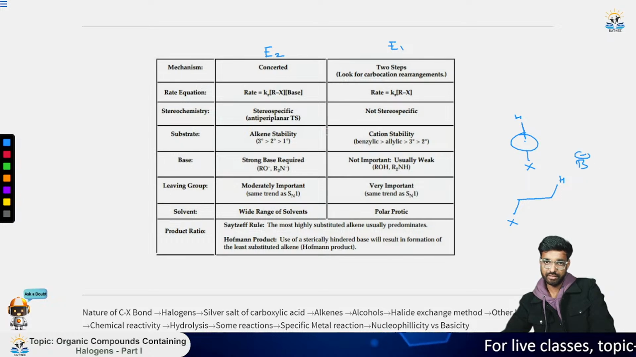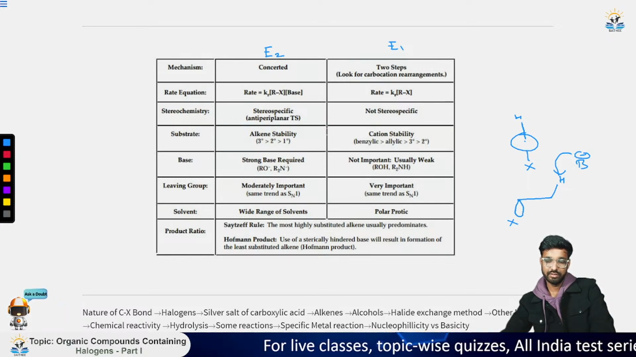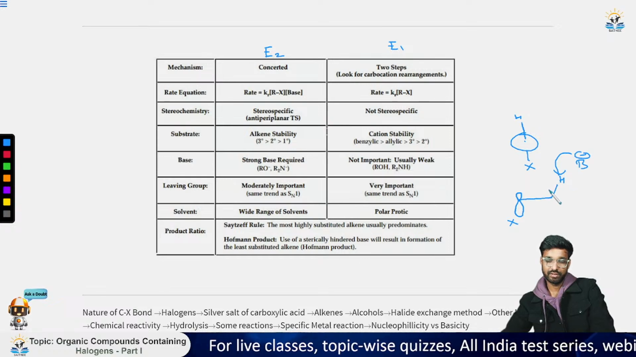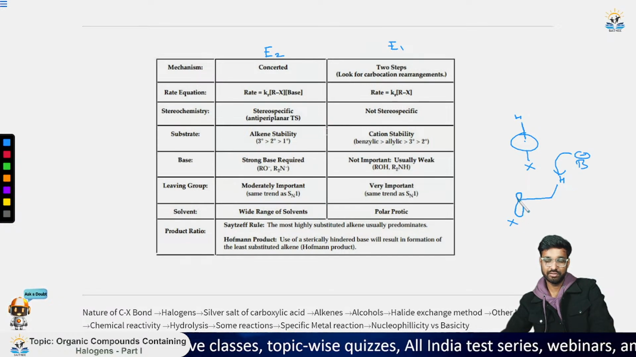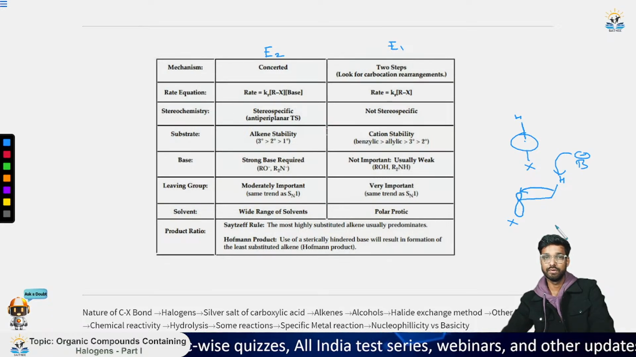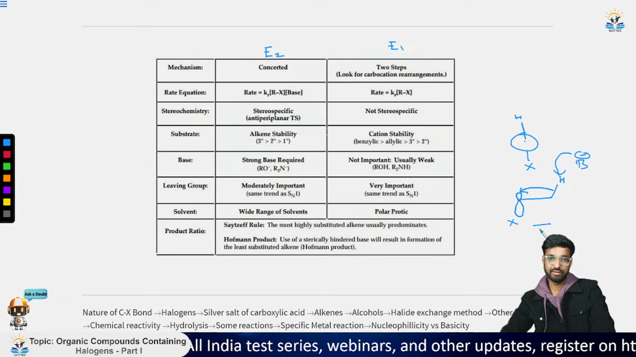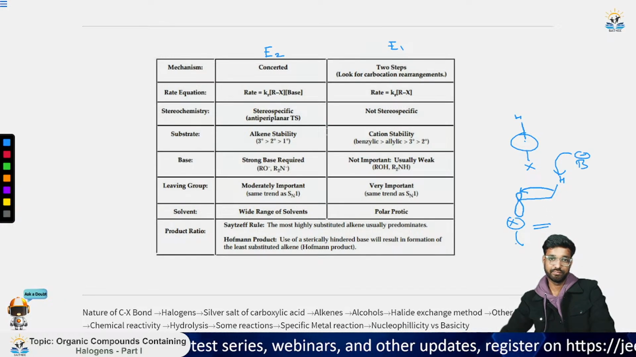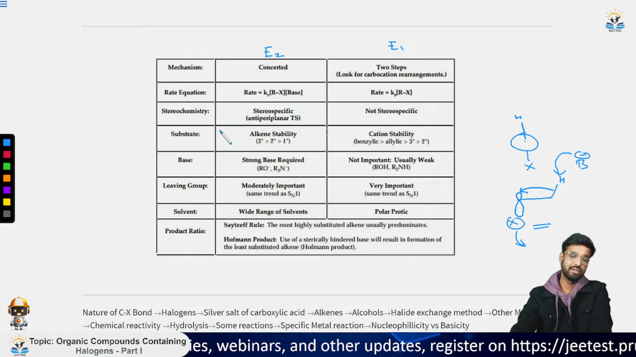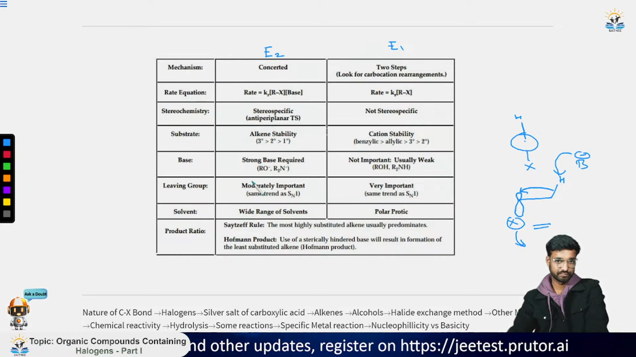Now this base will take this proton, and why should it be anti-periplanar? Because this is the C-X bond, and there will be an anti-bonding orbital at the back. Since this is perpendicular, the electron cloud can get shifted to this anti-bonding orbital, and now it can form the double bond like this, and this X can leave. So this is the mechanism followed for E2.